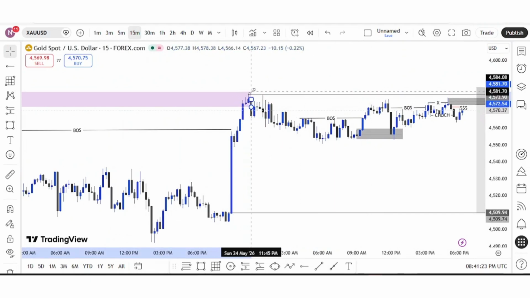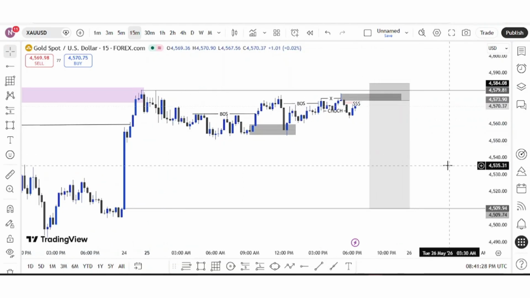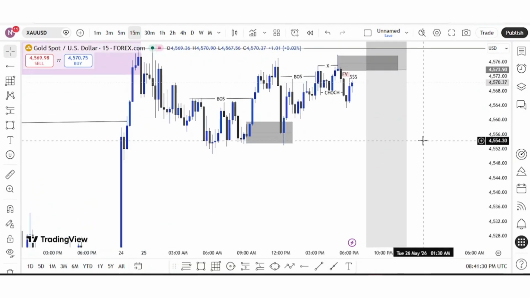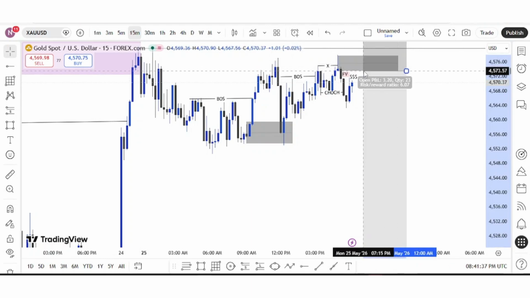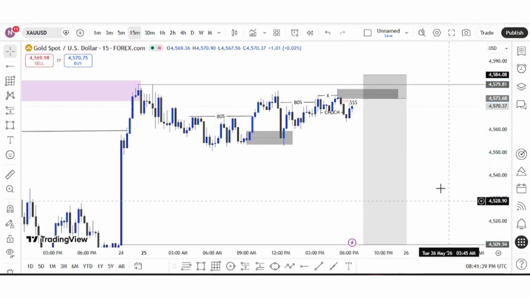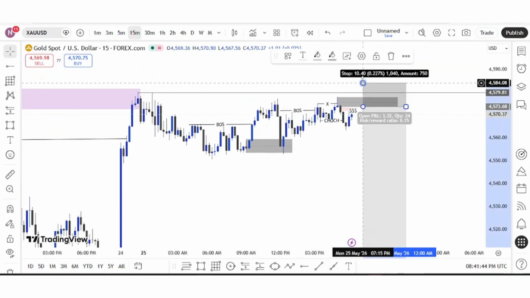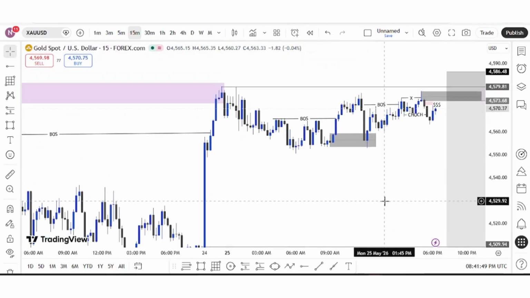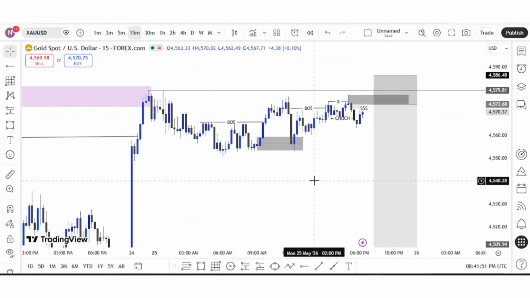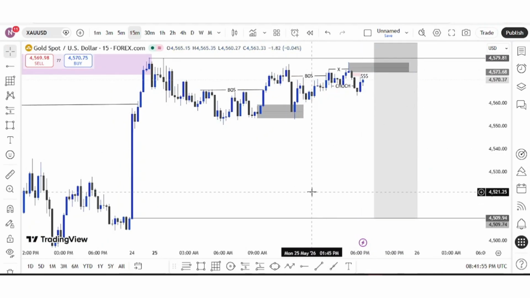Just keeping it simple. This setup is not a guarantee that it will hit SL, or it's not a guarantee that it will hit TP. Trading is a game of probability. You just position there. This SL is about 104 pips, but if you want to make it wider, that's still okay. So let's see how this setup goes.